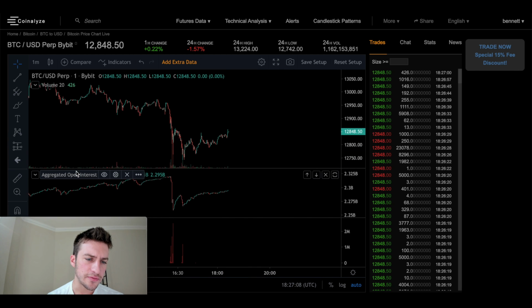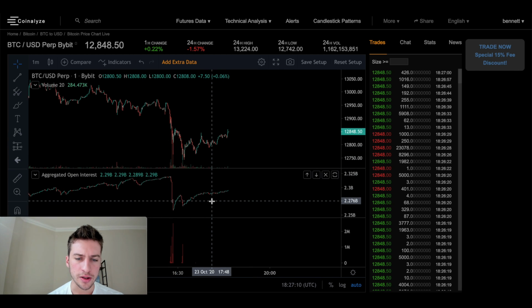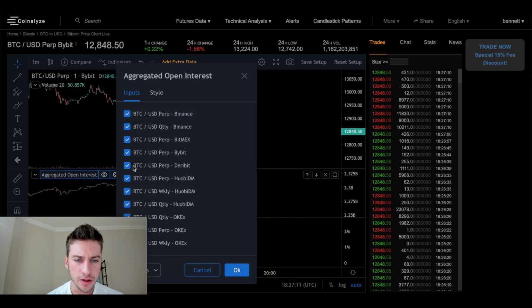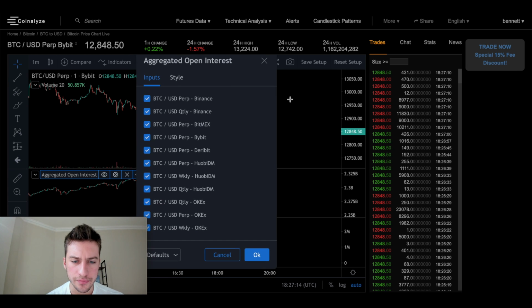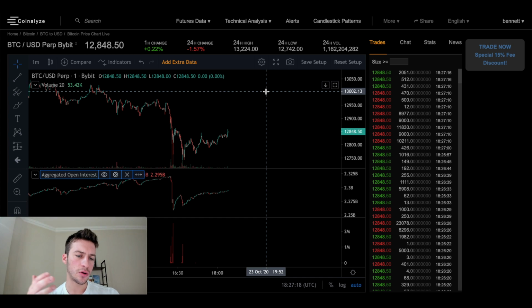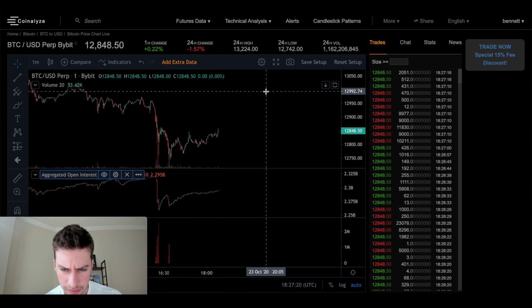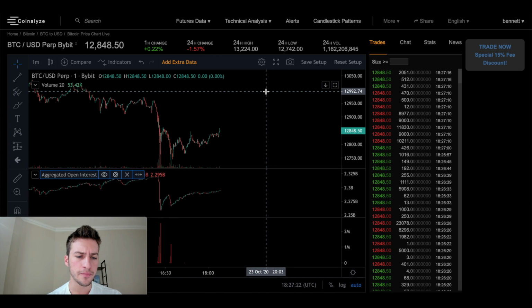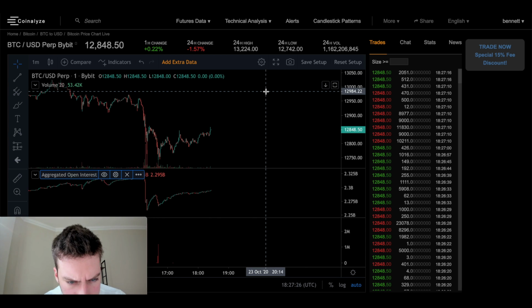Well, what you're looking at, if you can actually see it here, is the aggregated open interest. This is a combination from Coinalyze of these exchanges here. Got it? So this isn't just one exchange's open interest. This is an open interest of 2.6 something billion. No, 2.3 billion. And it aggregates open interest from multiple exchanges.